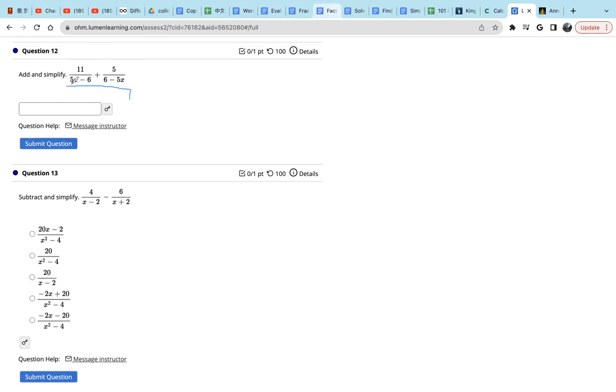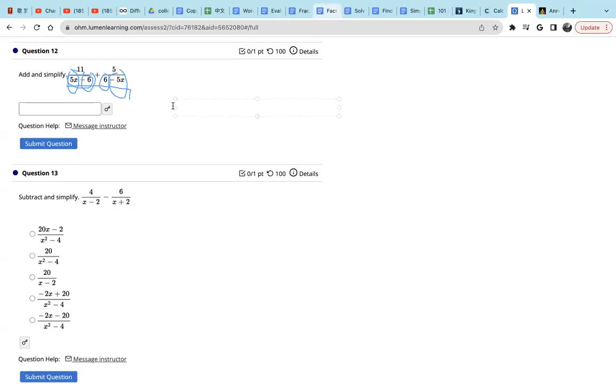So let's observe these two denominators. The first one is 5x minus 6. The second one is 6 minus 5x. So compare here, we have positive 5x. Here we have negative 5x. This one we have negative 6. This one we have a positive 6.